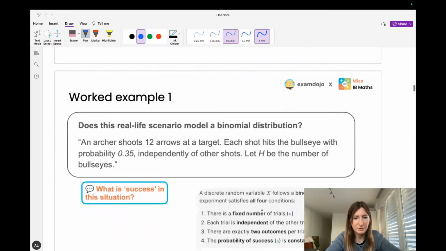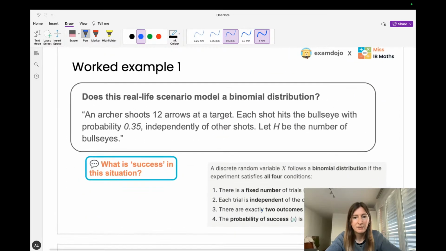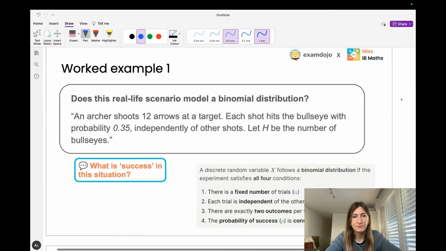All right, I think it's time for some practice. All right, so just like our warm-up question, does it model a binomial distribution? So now that you have been reminded of those 4 conditions, I put them here as well for you. Does it model a binomial distribution? So an archer shoots 12 arrows at a target. First hint there. Ooh, 12 arrows. So he's doing it 12 times.